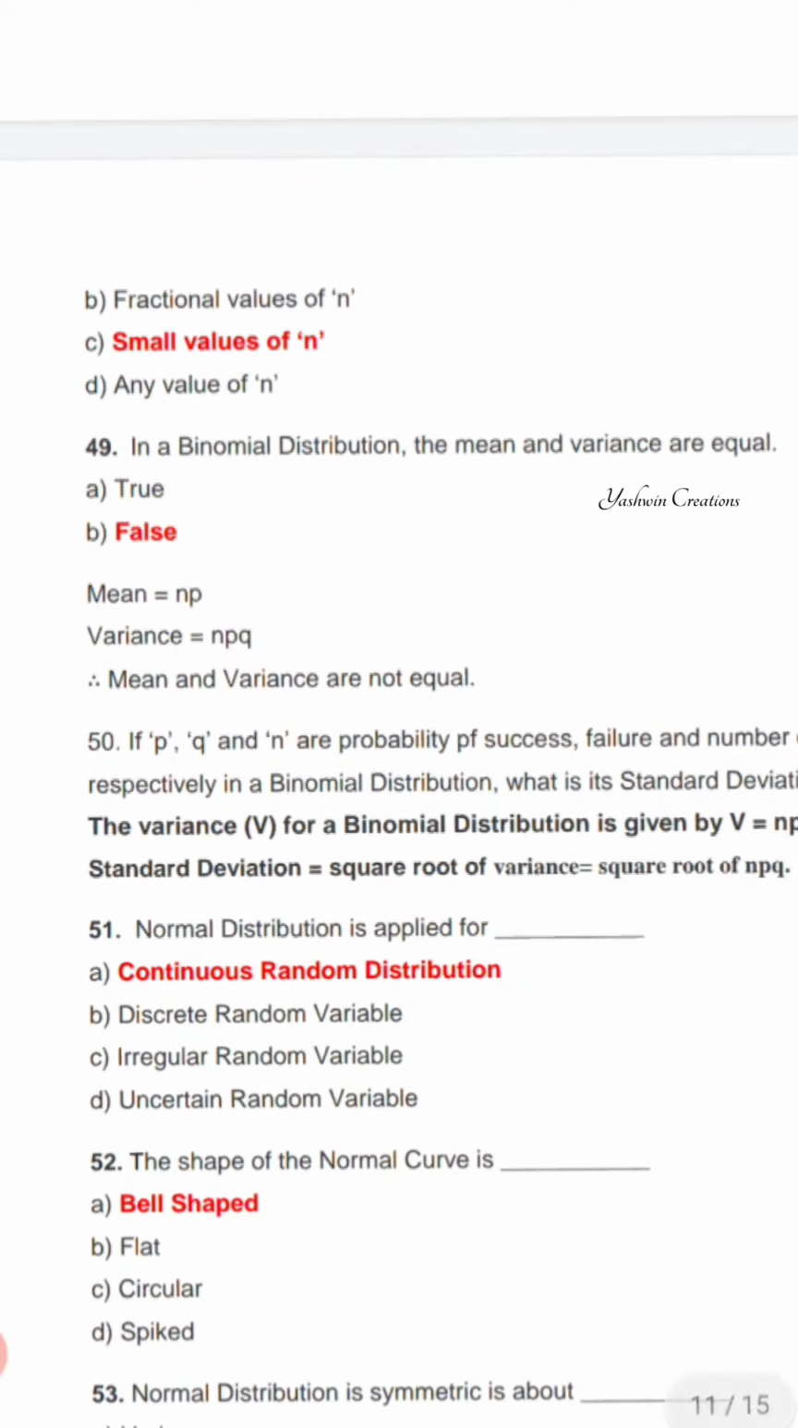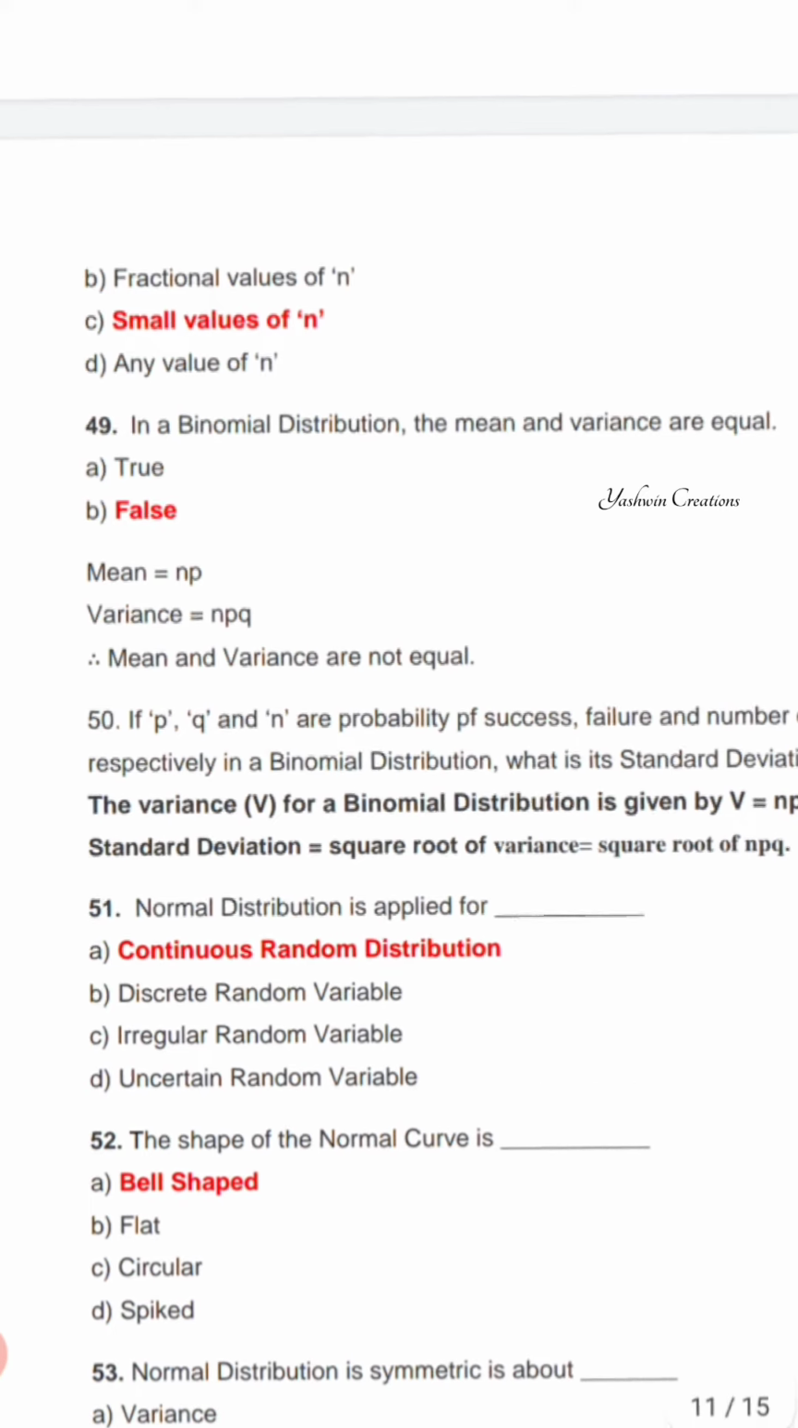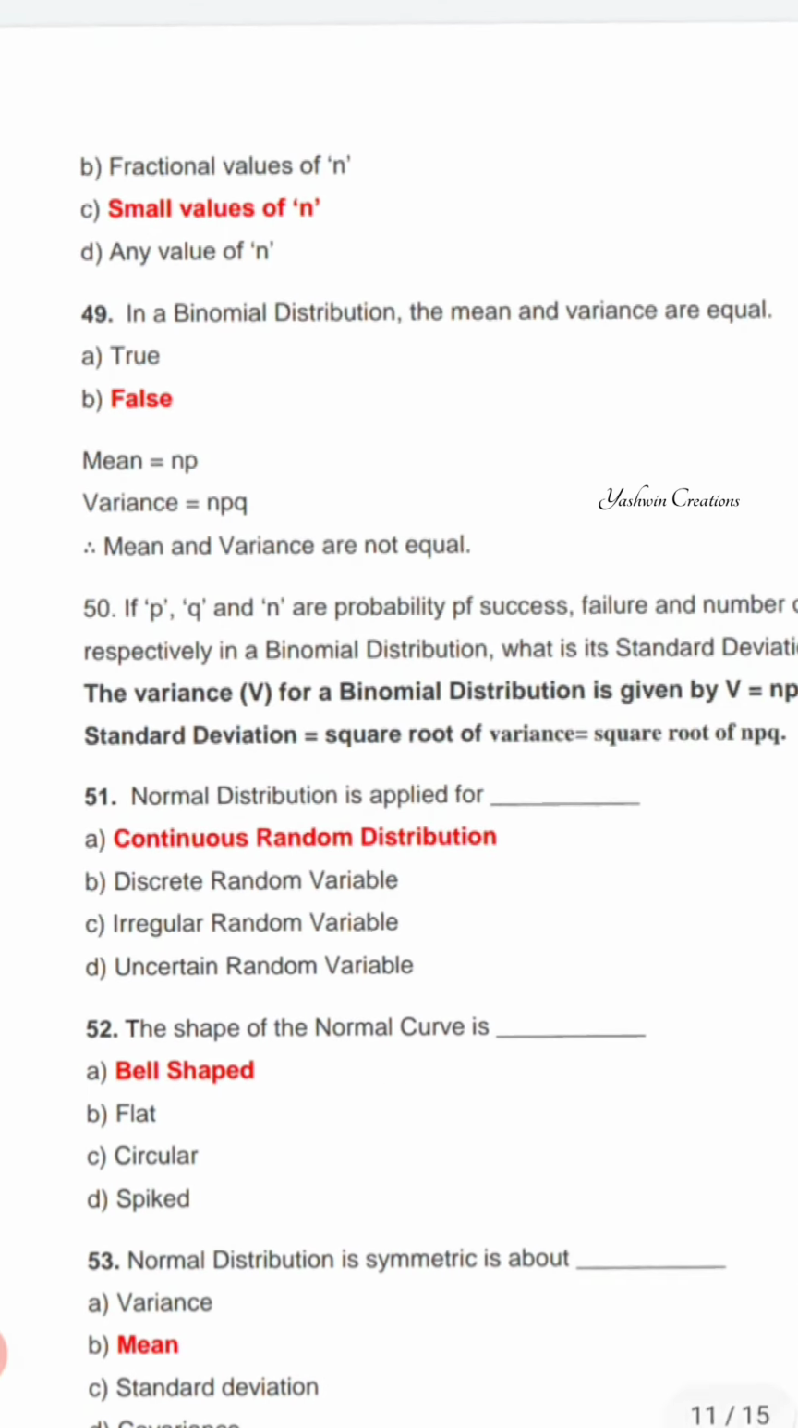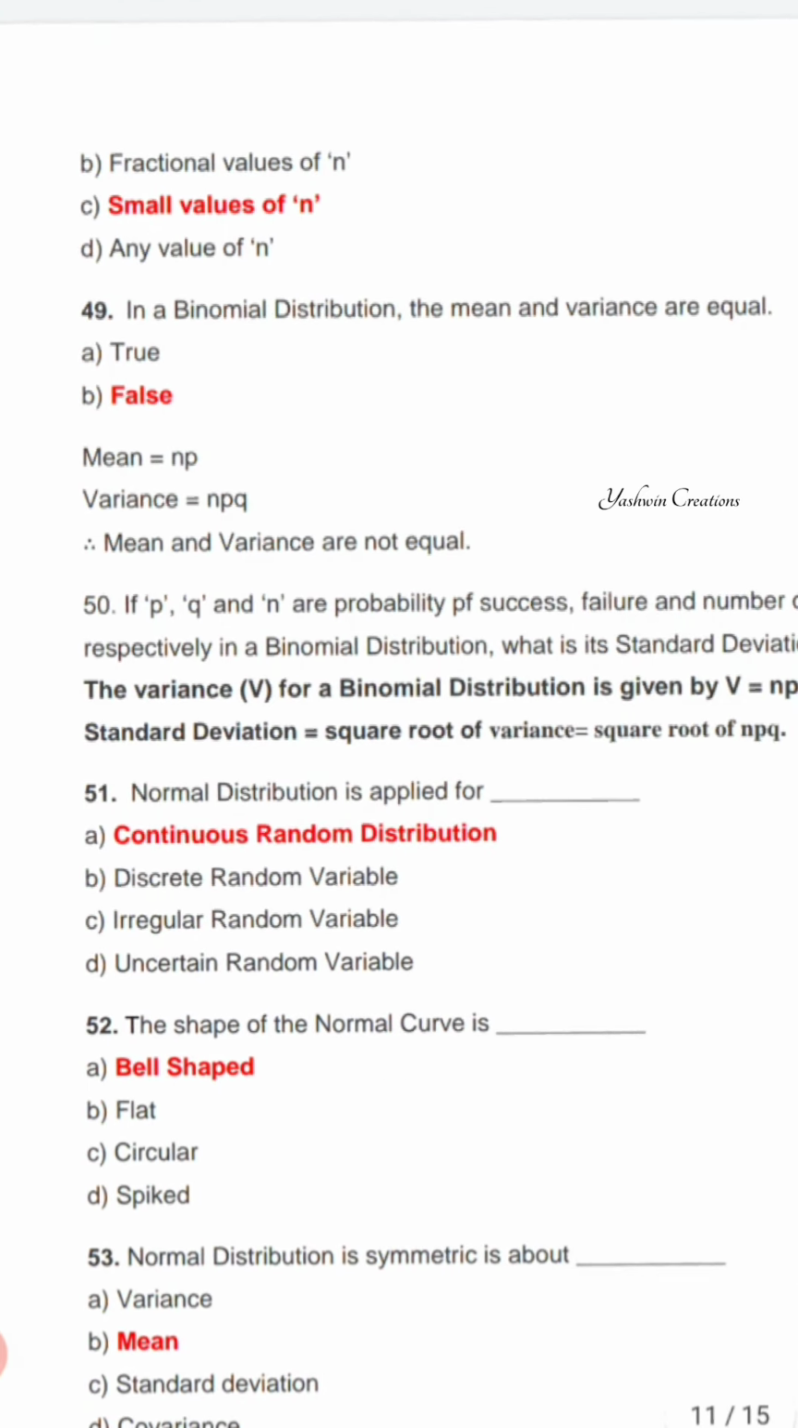So normal distribution is applied for a continuous variable. Binomial is discrete, normal is continuous. The shape of the normal curve is bell shaped. This question was also asked in the VTU-ETR 2020. Remember that: the shape of the normal curve, the same question they have asked in the VTU-ETR, is bell shaped.